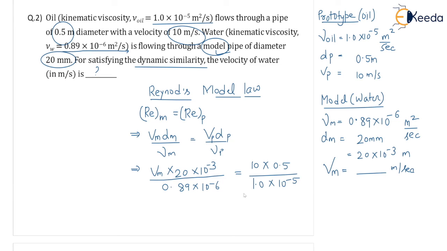If you calculate this equation after simplification, you will get the answer. Velocity in case of model pipe is 22.25 meter per second. So this is a subjective question, and this is the right answer. Velocity in the model is equal to 22.25 meter per second. Okay, thank you.